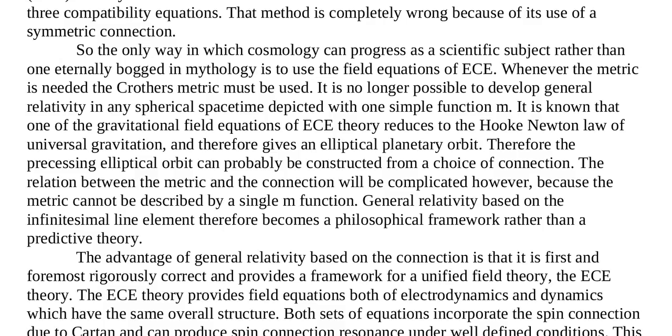It is known that one of the gravitational field equations of ECE reduces to the Hooke-Newton law of universal gravitation and therefore gives an elliptical planetary orbit. Therefore, the precessing elliptical orbit can probably be constructed from a choice of connection. The relation between the metric and the connection will be complicated, however, because the metric cannot be described by a single m function. General relativity based on the infinitesimal line element therefore becomes a philosophical framework rather than a predictive theory.